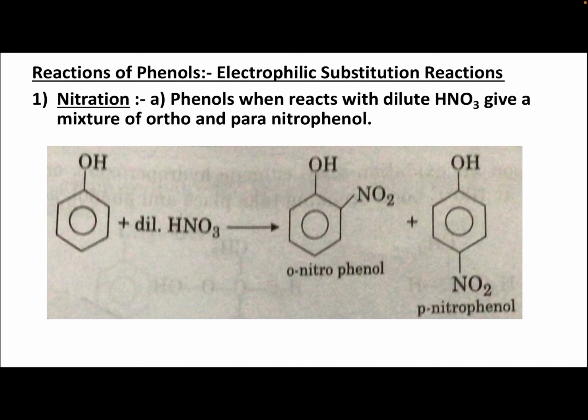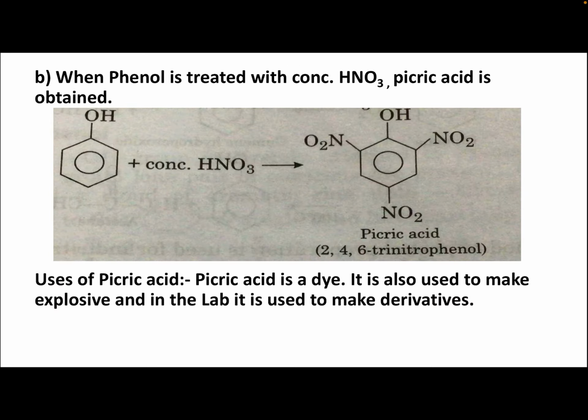In the ortho position of phenol, a nitro group is there, so ortho nitrophenol. Here in phenol, at the para position, that is the 1,4 position, a nitro group is there, so para nitrophenol. When phenol is treated with concentrated nitric acid, picric acid is formed. There it was dilute, now it is concentrated nitric acid: phenol with OH on the benzene ring, with concentrated nitric acid, you are getting picric acid.